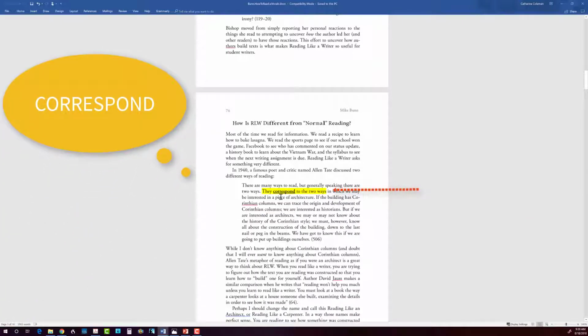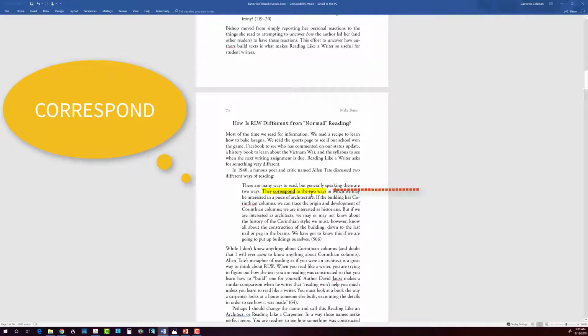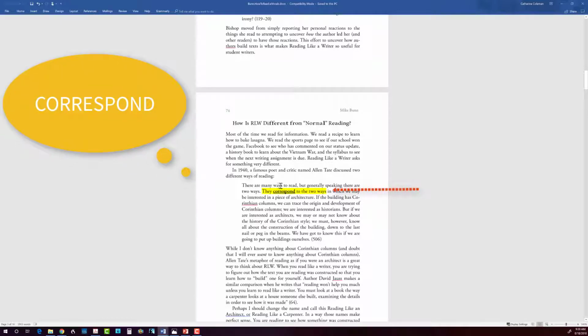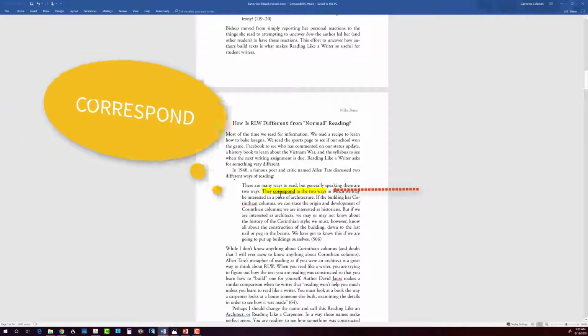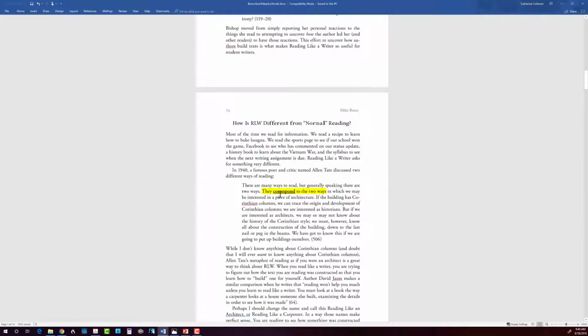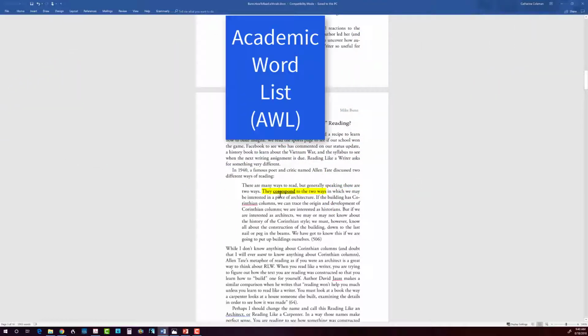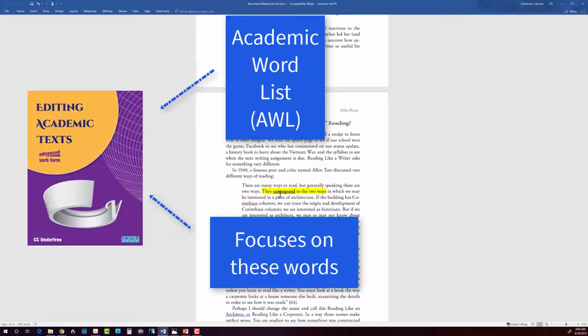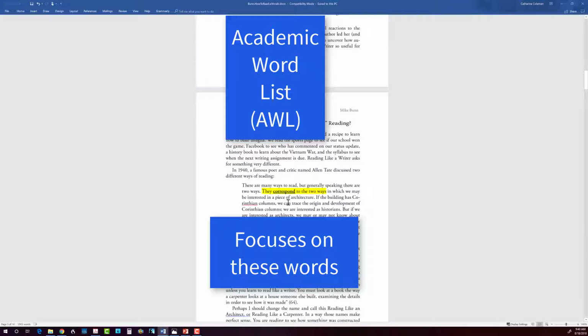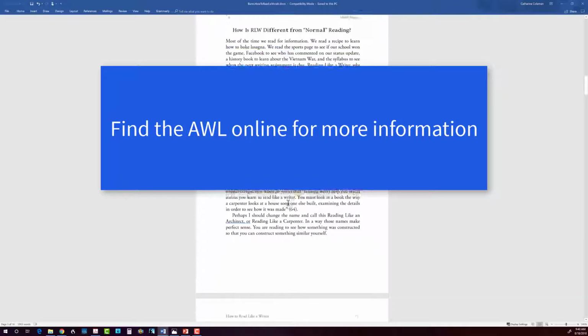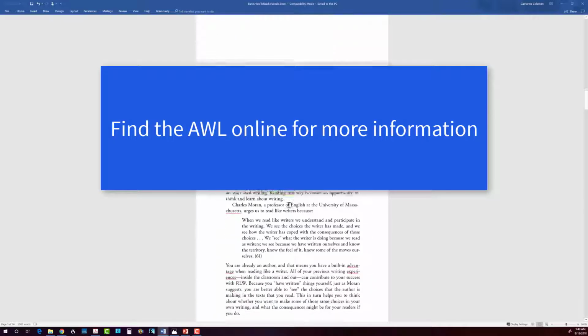Correspond is a verb. It's a really good verb. They correspond to the two ways. There's a lot of connected verbs with this. This is one of the words in our academic word list. We have correspond, correspondence, corresponding. So you'll really want to make sure that you use correspond. It is a good academic verb to be using in your writing.